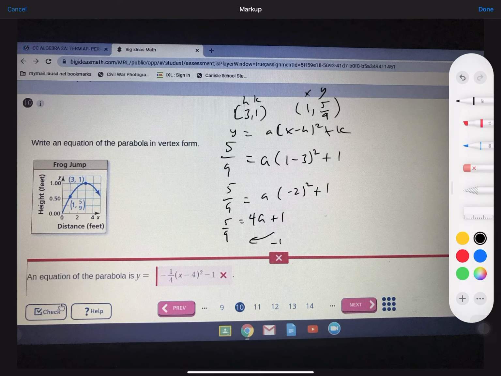Now minus 1 we write as a fraction, so minus 9 over 9. That gives us 5/9 minus 9/9, which is negative 4 over 9, equal to 4a. Divide by 4 on both sides. That gives us negative 1 over 9 is equal to a. So we rewrite that as y is equal to negative 1/9 times (x − 3) squared plus 1.